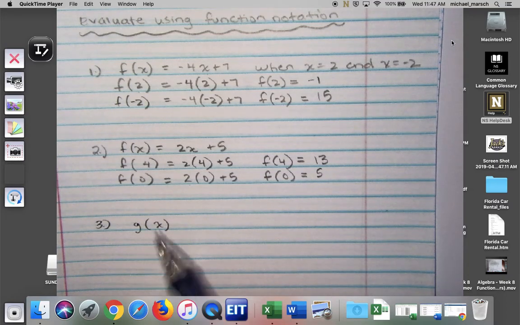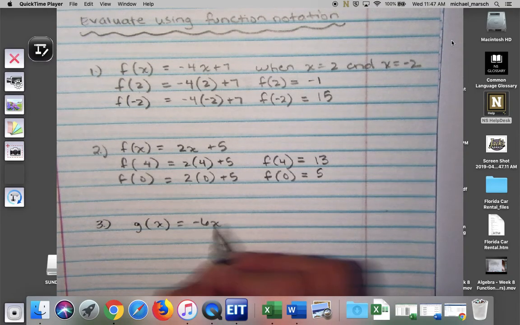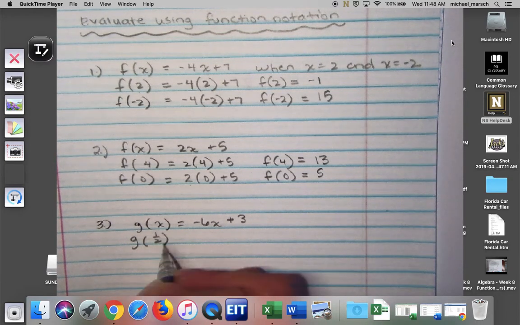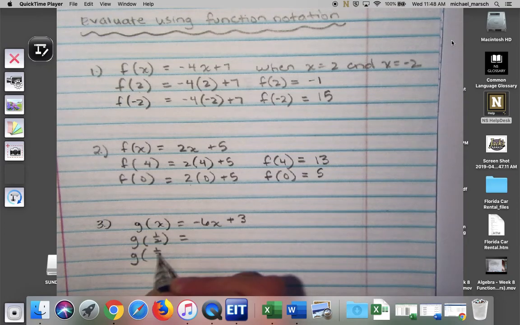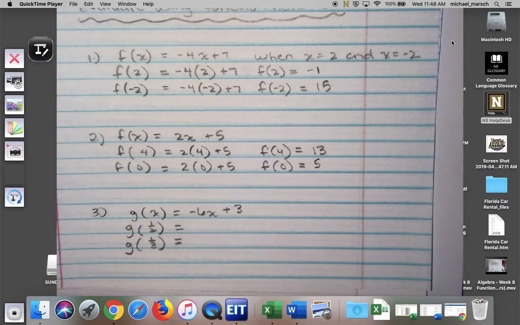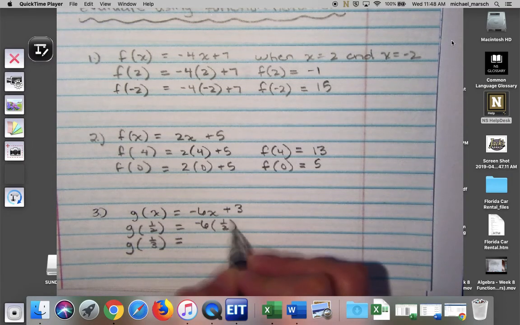So if I'm finding, and you still say function of x, which is so weird. So if I have negative 6x plus 3, what would be the function of 1/2 or the function of 1/3? So what am I going to do with that 1/2? Where is it going to go? Olivia R? Where x is. So negative 6 times 1/2 plus 3.